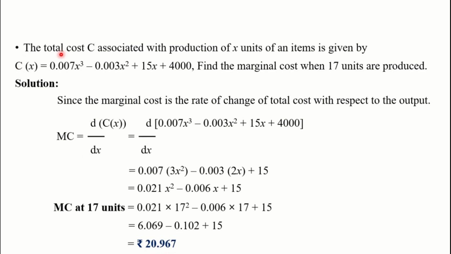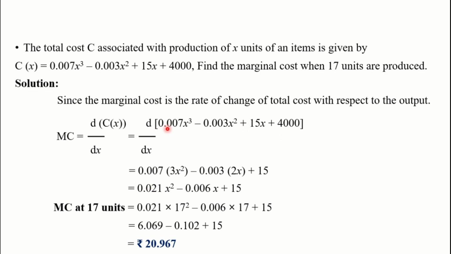Now the total cost associated with production of x units of an item is given by C of x is equal to 0.007x cube minus 0.003x square plus 15x plus 4000. Find the marginal cost when 17 units are produced. Since the marginal cost is the rate of change of total cost, that's why we find the derivative of the cost function with respect to x, or we can say the output. We will get the marginal cost. The cost function is given as 0.007x cube minus 0.003x square plus 15x plus 4000.